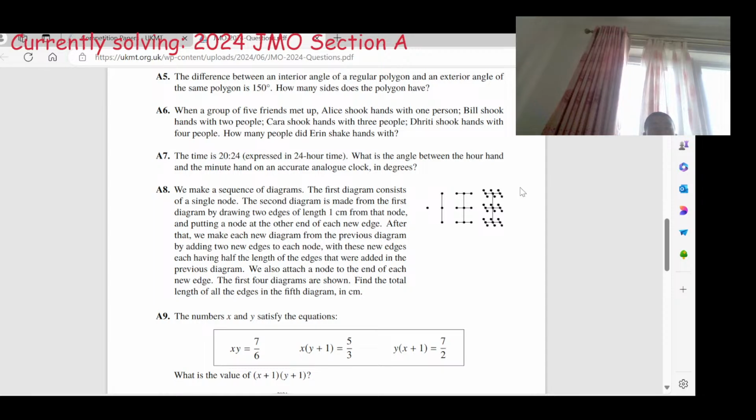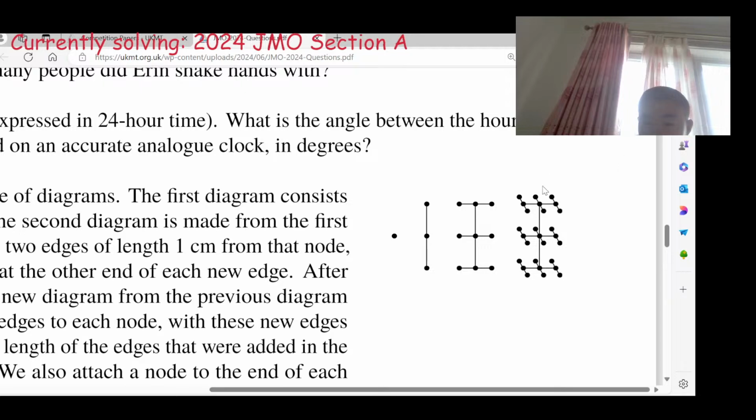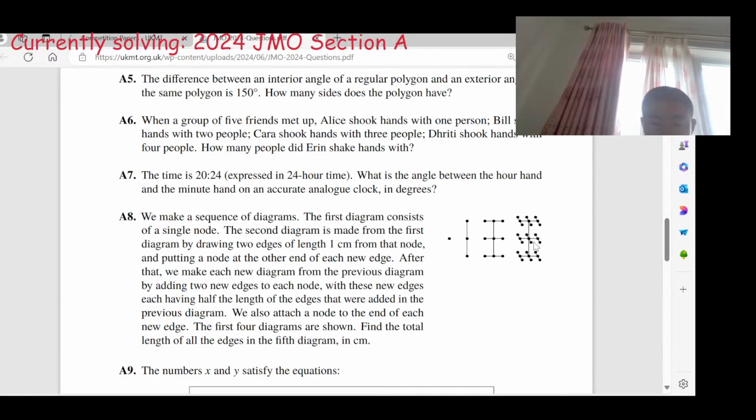We make a sequence of diagrams. The second diagram is made from the first diagram by drawing two edges of length 1 from that code. 0 to 8. Now there's 24 plus 2, so that's 26.